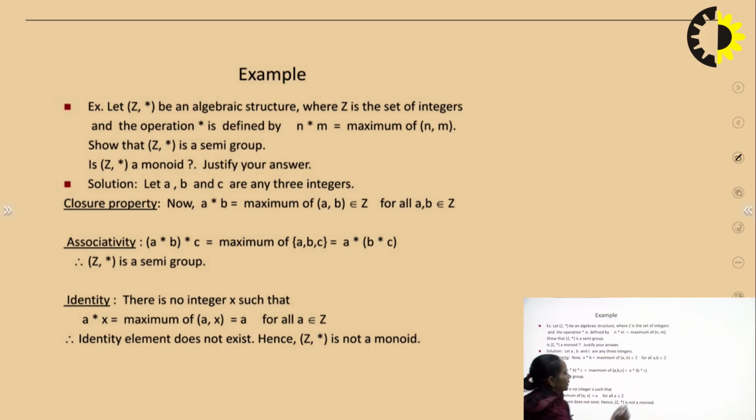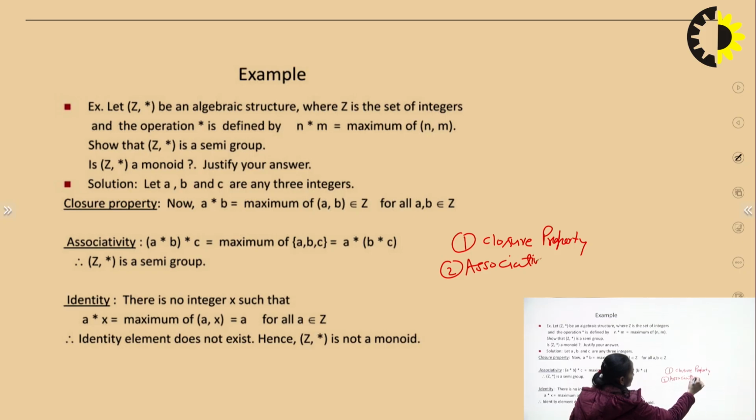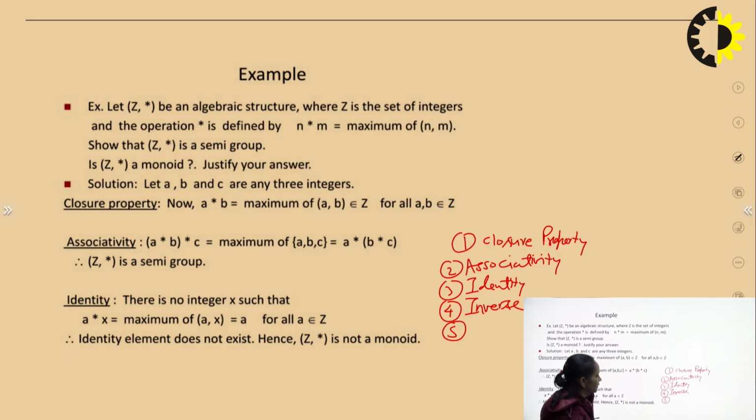That is, first, closure property, second, associativity, third, identity, fourth, inverse, and last but not the least, commutativity.